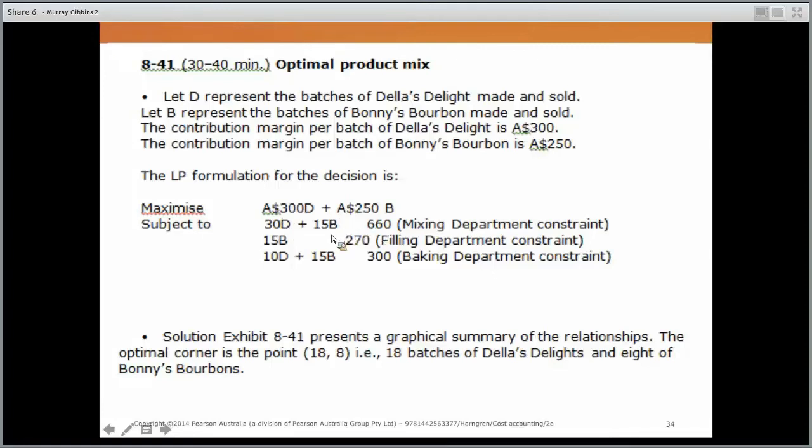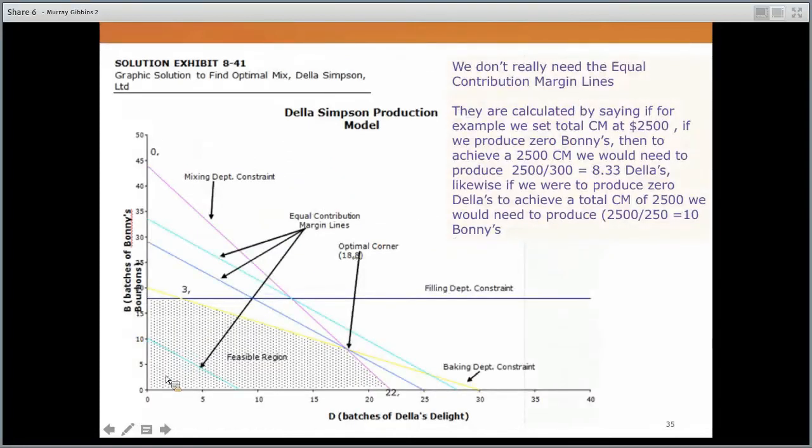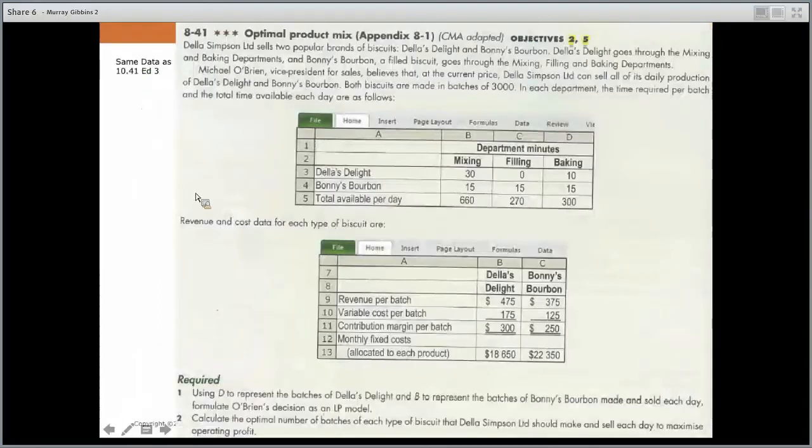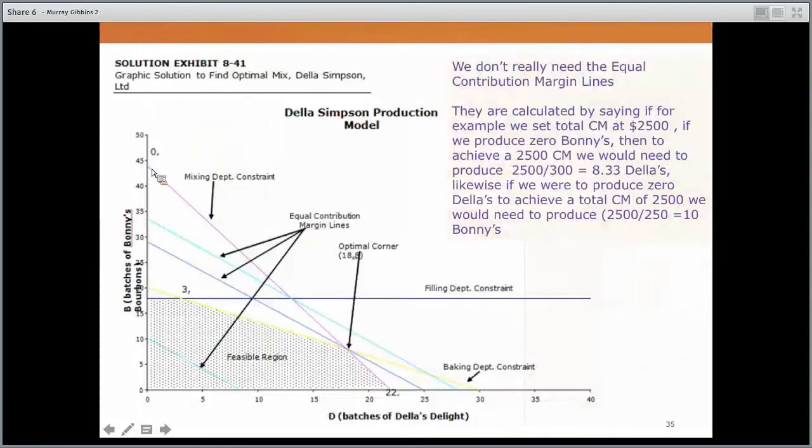So righto, let's make Della 0. 15's into 660. How many lots of Bella, or Bonnie's, could I make? And the answer, 45. Just going there again, 660 divided by 15. So we pretty much only need 2 dots to be able to draw the line. We've got the slope and we've got the intercept of both axes.